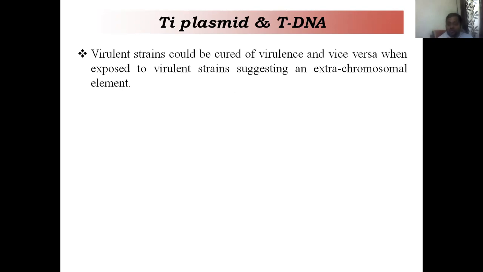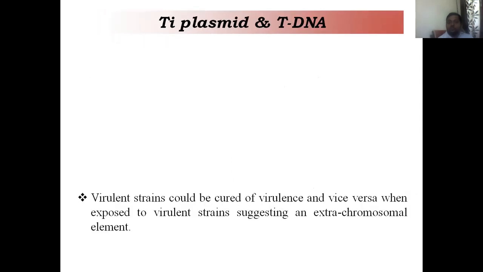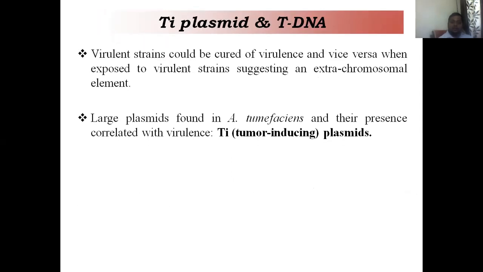So the tumor formation that we were talking about in the previous slide is actually because of the Ti plasmid. Until and unless a Ti plasmid is present inside the Agrobacterium, it is not going to cause the tumor. That's why this plasmid is known as the Ti plasmid, or tumor inducing plasmid.